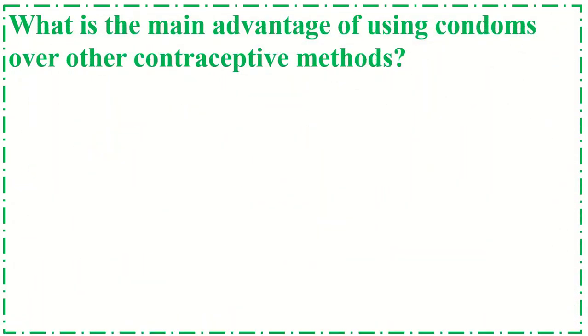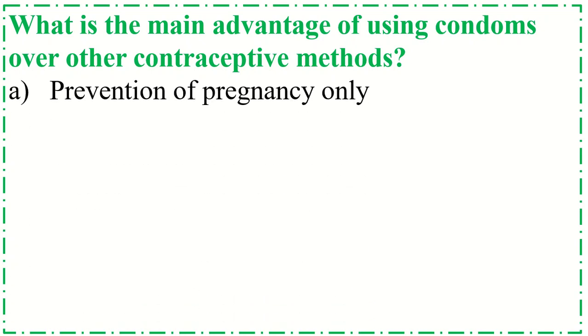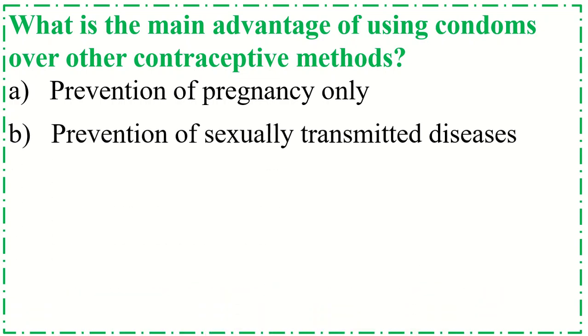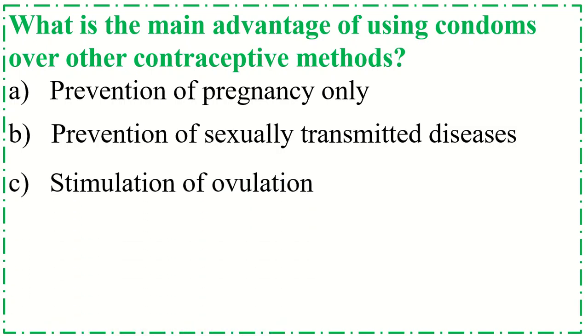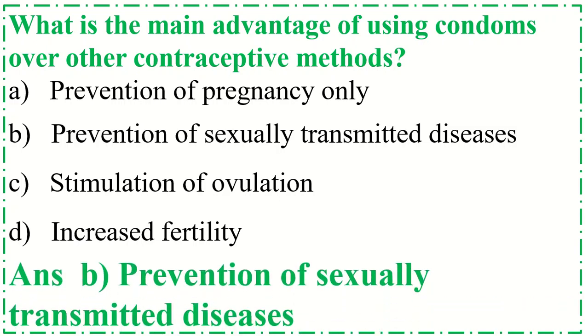What is the main advantage of using condoms over other contraceptive methods? Option A, prevention of pregnancy only, B, prevention of sexually transmitted disease. Option C, stimulation of ovulation. Option D, increase fertility. Correct option is B, prevention of sexually transmitted disease.